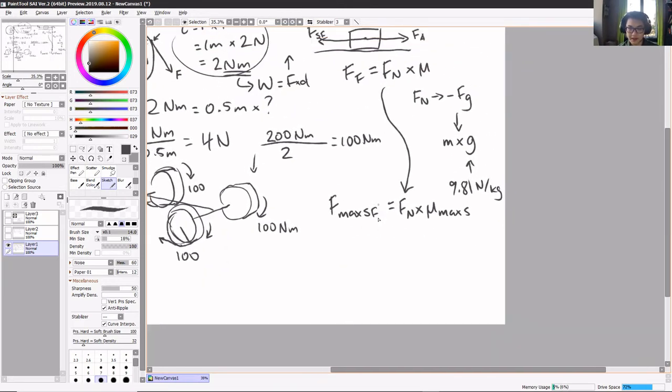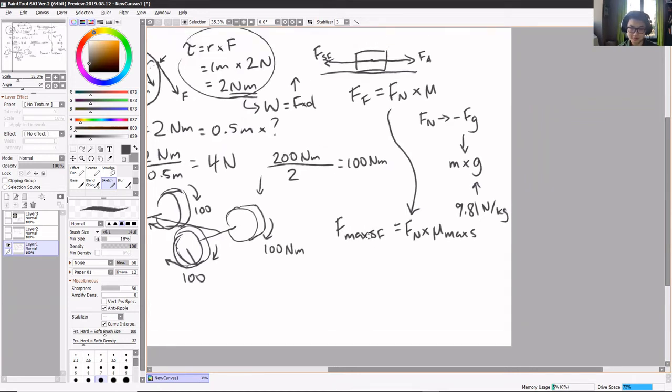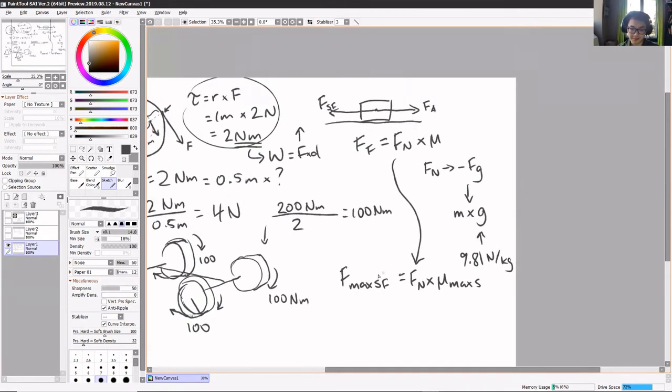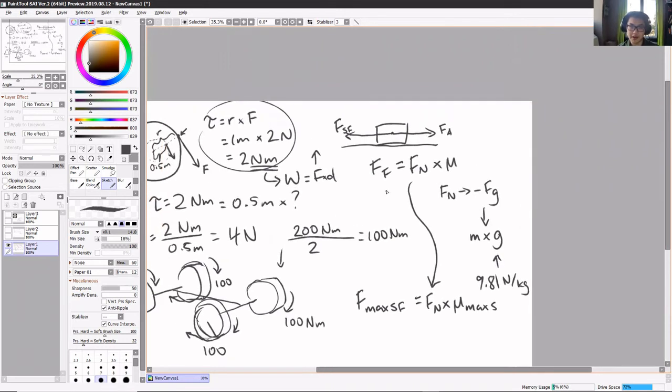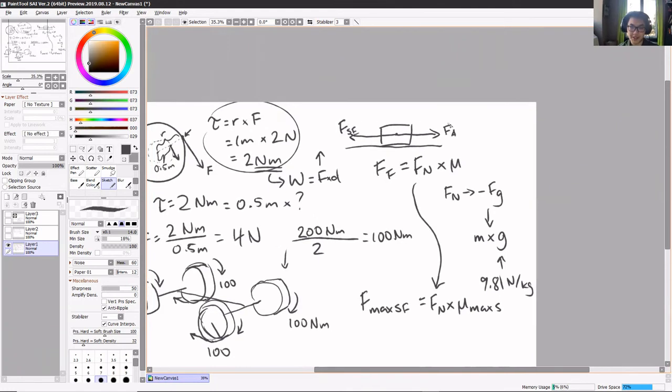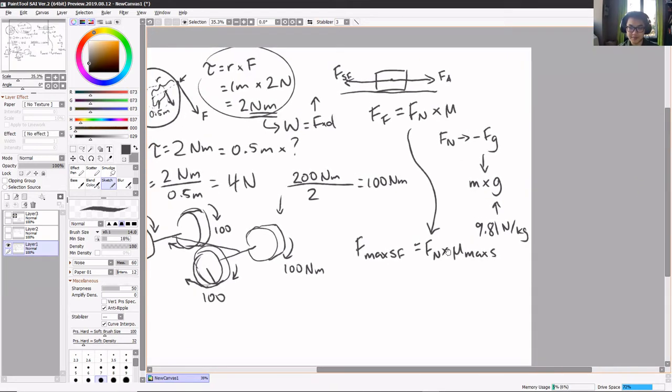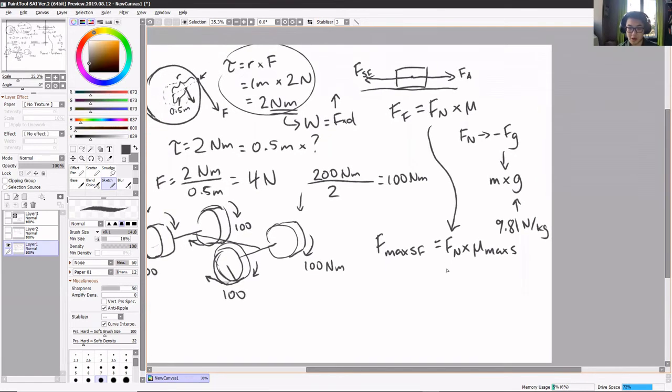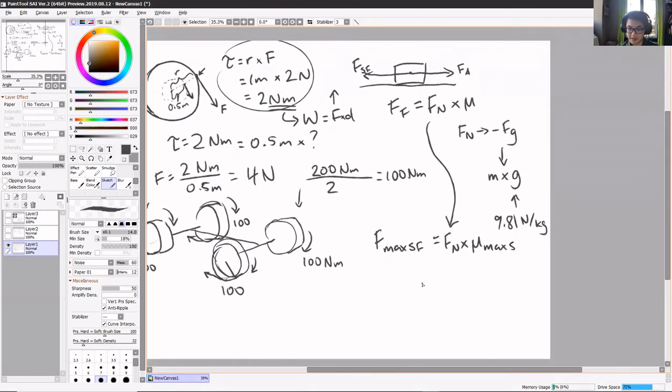So why do I have this maximum here? Well, the force of static friction is always going to be equal and opposite to the applied force. It will always match it until the applied force exceeds the maximum static friction allowed. And when that happens, the object will start to move.